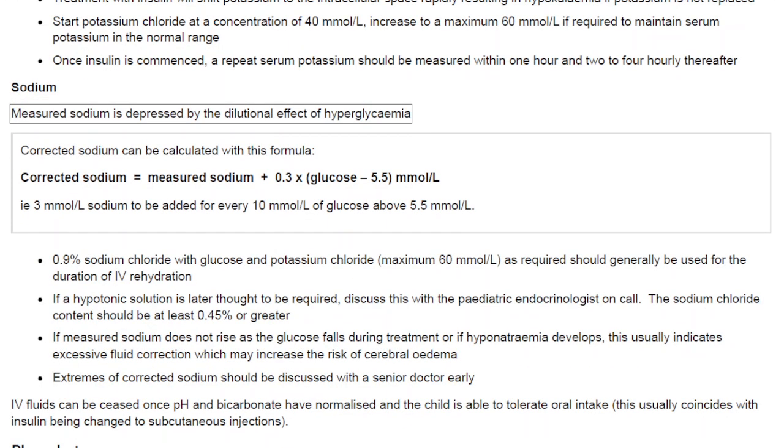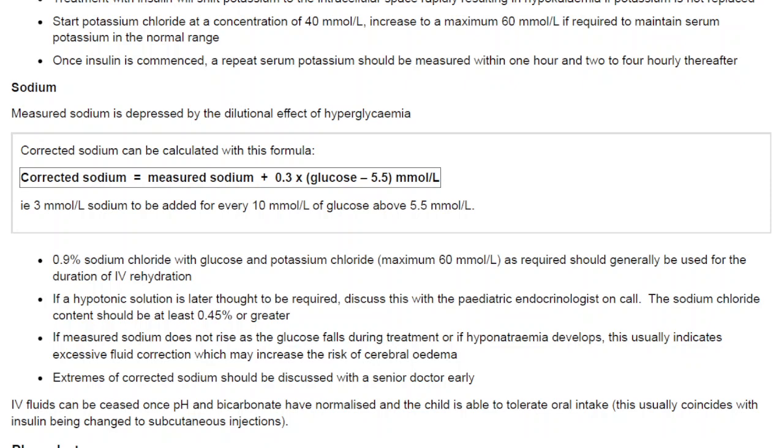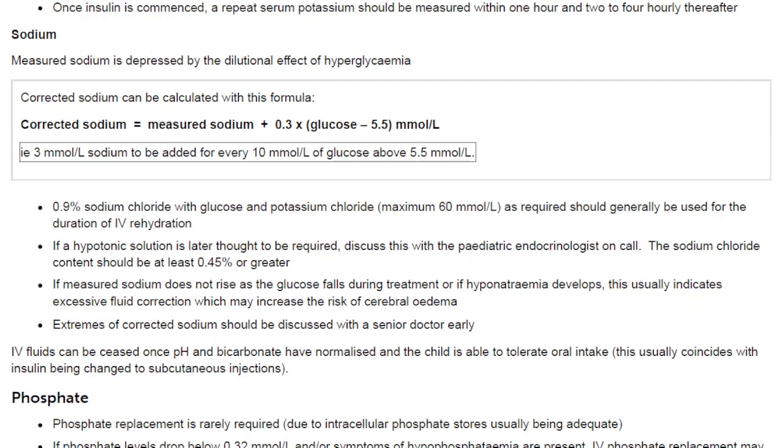Sodium. Measured sodium is depressed by the dilutional effect of hyperglycemia. Corrected sodium can be calculated with this formula. Corrected sodium equals measured sodium plus 0.3 x (glucose minus 5.5) mmol/L, i.e. 3 mmol/L sodium to be added for every 10 mmol/L of glucose above 5.5 mmol/L.